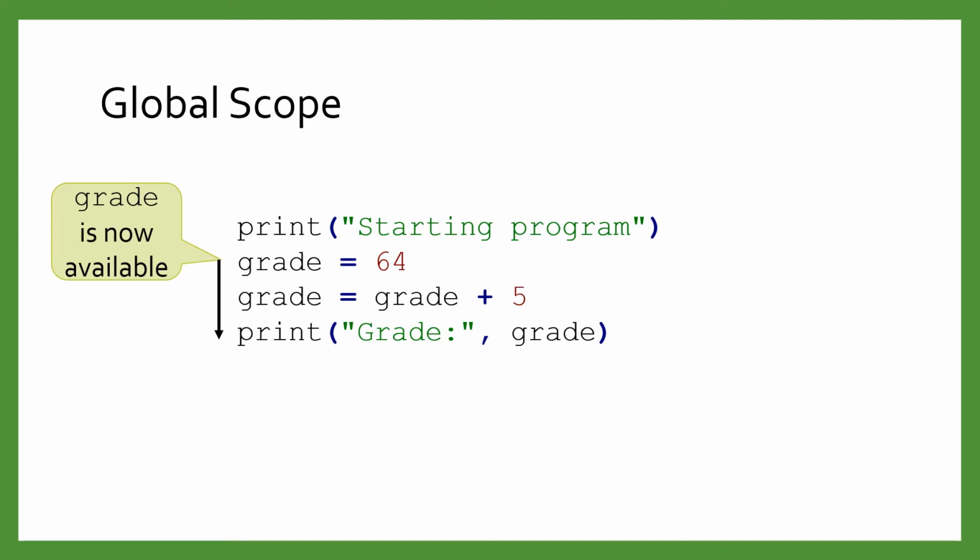Variables defined at the top level are known as global variables. Once a variable is defined, it is available on subsequent lines. That variable lives until the end of the program.